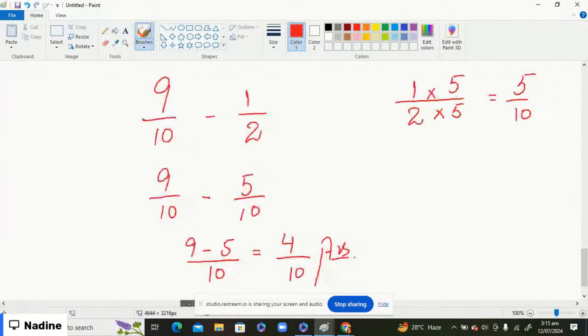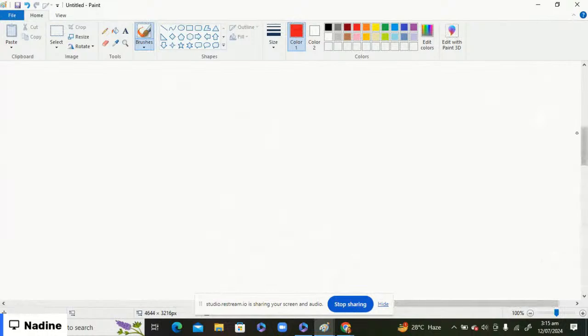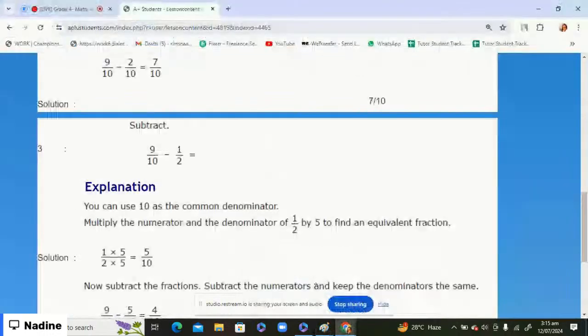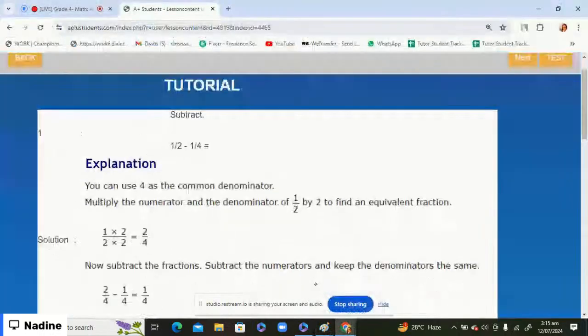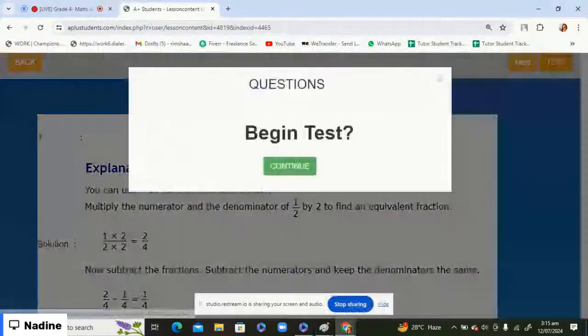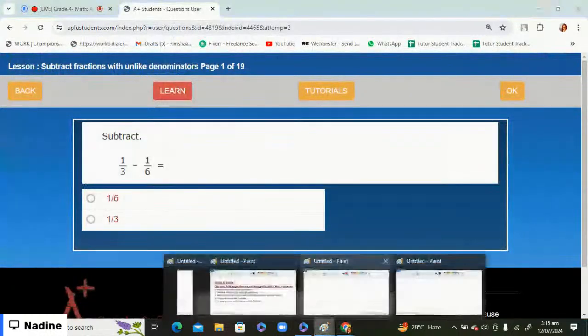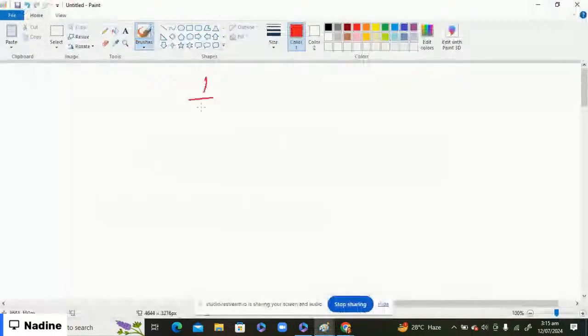Okay, now let's do test questions. So it's 1 by 3 minus 1 by 6. Let's solve. 1 by 3 minus 1 by 6. So which one are we going to take out? We are going to take 1 by 3.